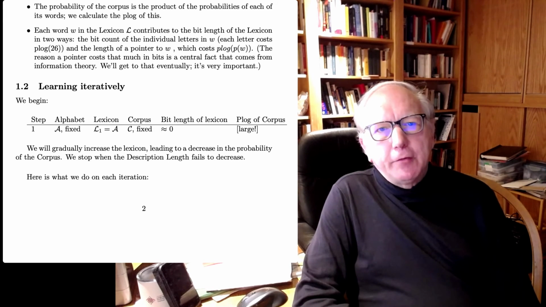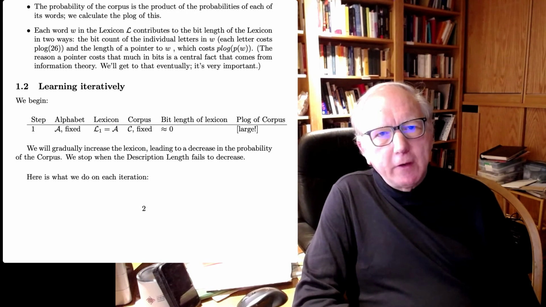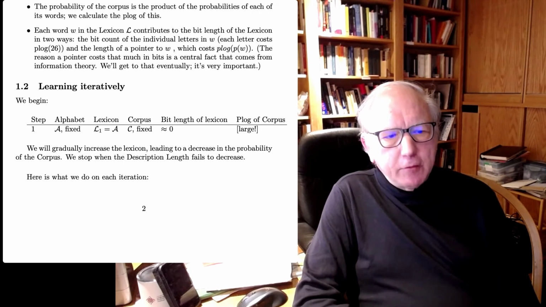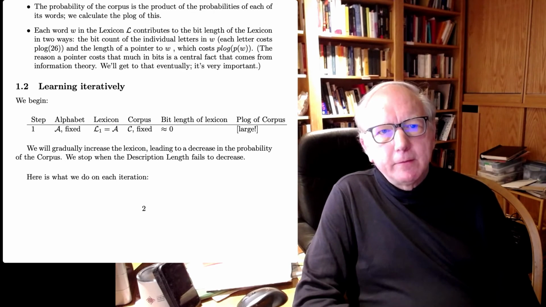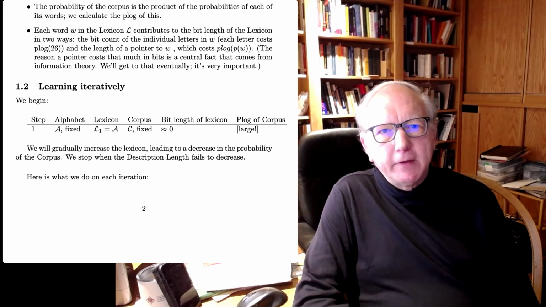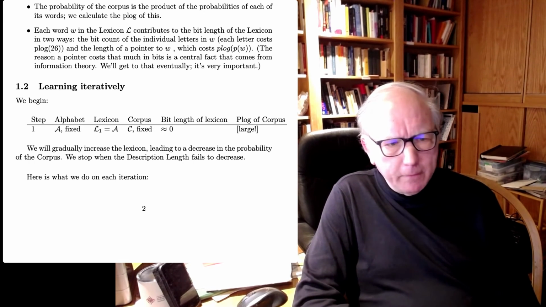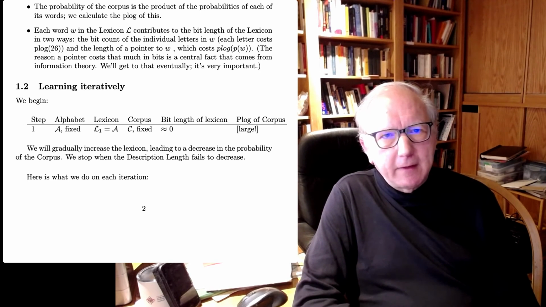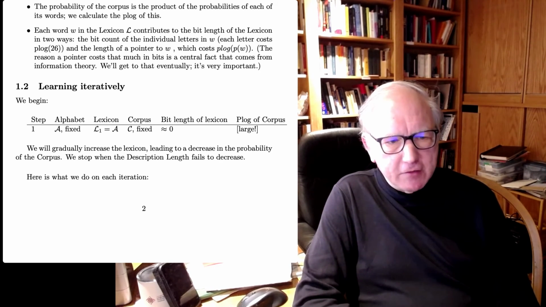Okay, so now we can talk about how we're going to learn this grammar. We're going to do it in an iterative fashion. So we're going to begin with the following. It's step 1. I've got this table here with only the first row in it. The alphabet is A. That's fixed. We got it in advance. We're never going to change it.